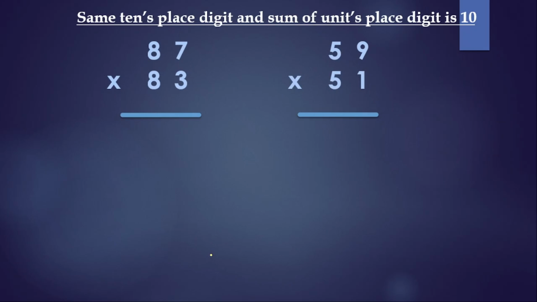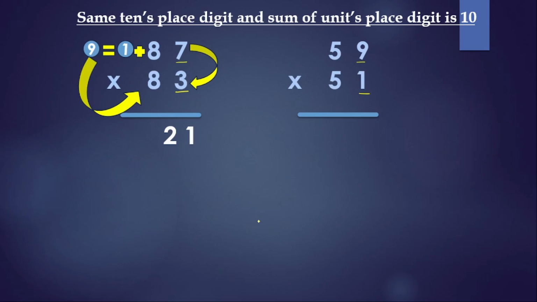Similar pattern here. We have the same tens place digit, and again if you observe, the sum of the digits in the units place would be 10. This method that I am going to teach will be applicable only when the tens place digits are the same and the units place digits sum up to 10. Let us see this. 7 times 3 is 21. Now in this case, to the tens place digit we add 1. I get 8 plus 1, 9, and this 9 is multiplied by 8. 9 times 8 is 72. Try following the same pattern in the next question.